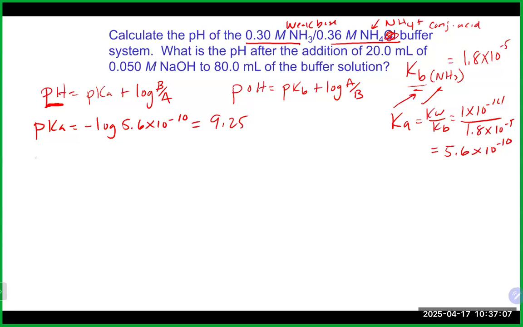9.25. So that means in this case, the pH would be equal to 9.25 plus the log. Once again, we want our base, which in this case is the 0.3, divided by our acid, which is the 0.36. And that's going to give us an opening pH here for our buffer of 9.17 in this case.